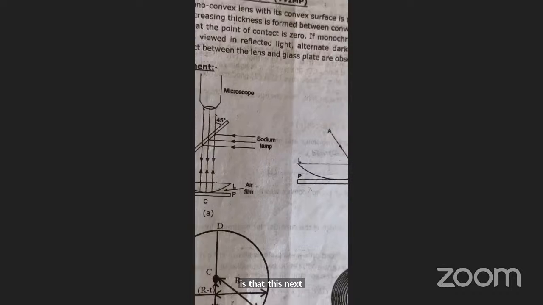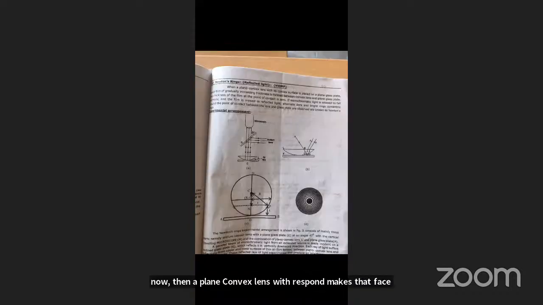Now, when a plano convex lens with its convex surface is placed on a plane glass plate, an air film of gradually increasing thickness is formed between the convex lens and the plane glass plate. Then the thickness of the film at the point of contact is 0.